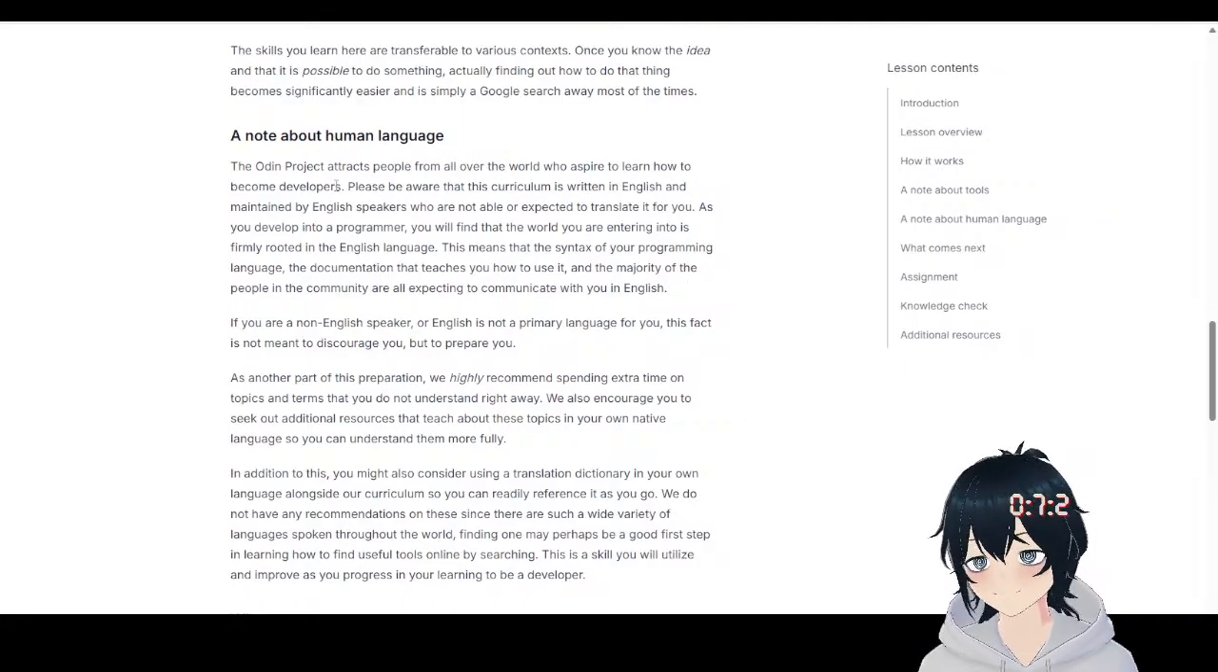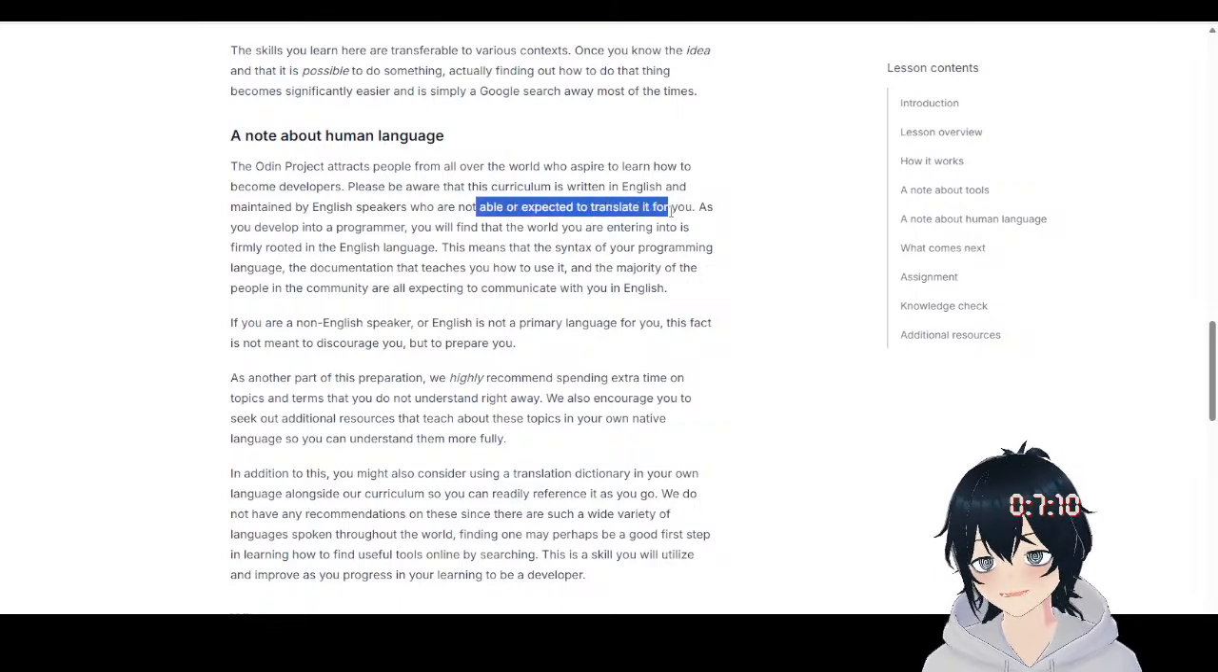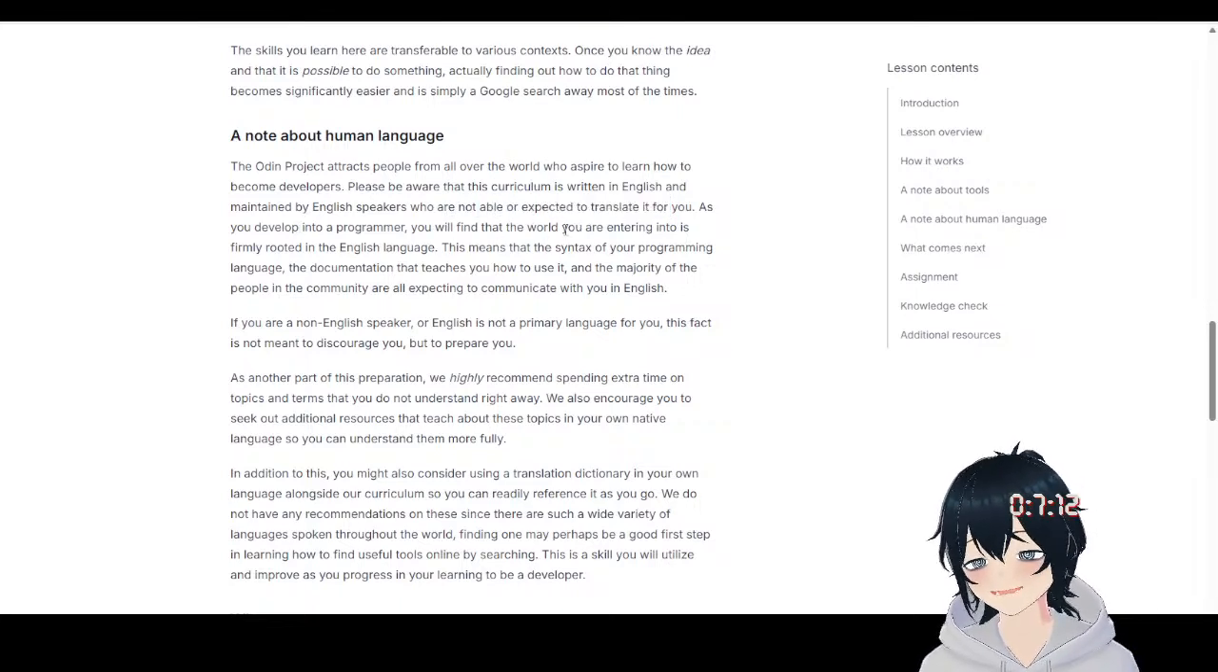All over the world, people aspire to learn how to become developers. Please be aware that this curriculum is written in English and maintained by English speakers who are not able or expected to translate it for you. As you develop as a programmer, you will find that the world you are entering into is firmly rooted in the English language. The syntax of a programming language, the documentation that teaches you how to use it, and the majority of the people in the community are all expecting to communicate with you in English.